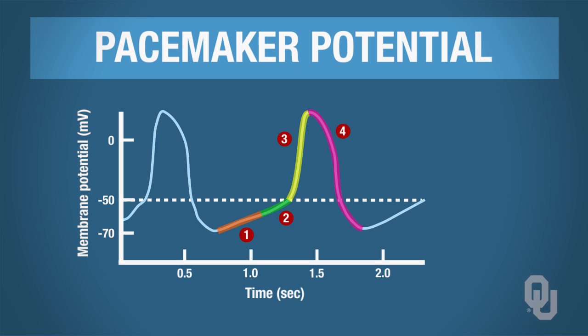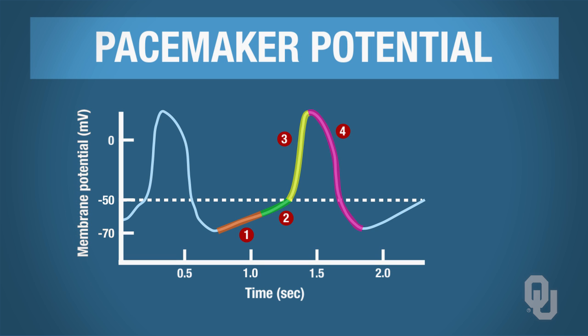Okay, so let's take a look at this pacemaker activity. So first off, the first thing to note is that the resting membrane potential is somewhere between negative 60 millivolts and negative 70 millivolts. So the resting membrane potential we say is unstable. And the reason we say it's unstable is that the cell does not stay at rest for very long. It's a very short term that the cell is actually at rest.